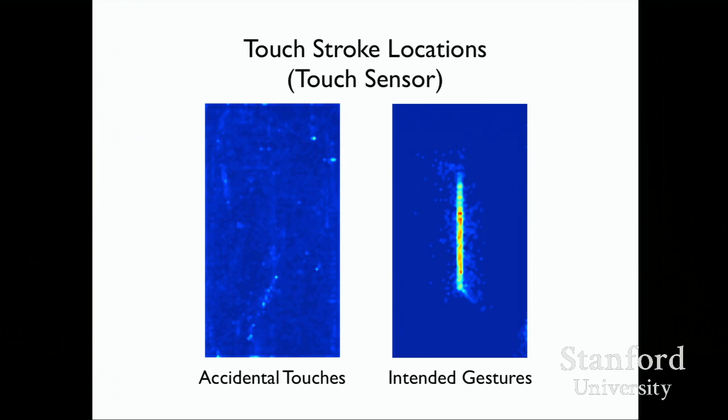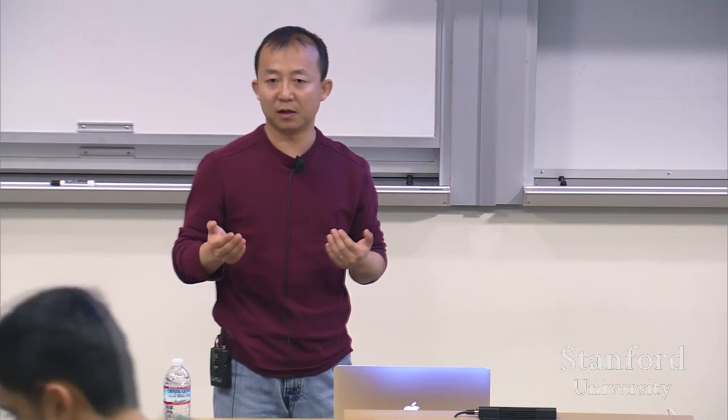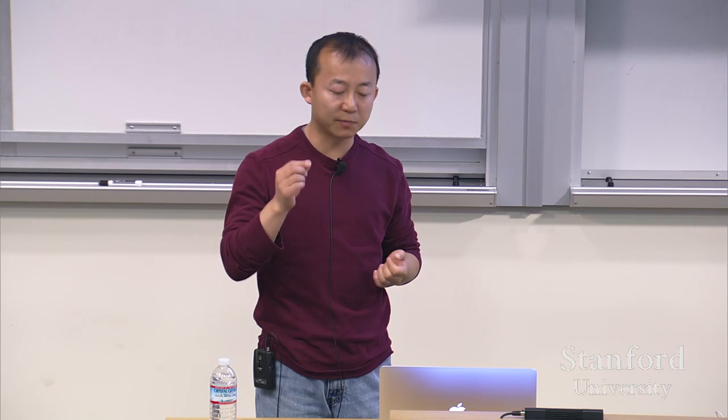So this is because accidental touches occurred more randomly, but for intended gestures, the user tends to choose the center area of the screen for maximum flexibility. Just to clarify, here we use the farthest point on the stroke to the bezels as the location of the stroke. Right?